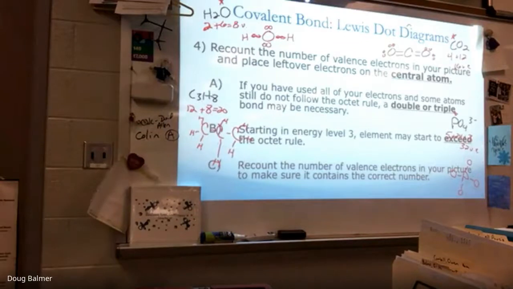So think what we've done so far. We counted the total number of dots. We connected the atoms with single bonds. We met the octet rule by putting the extra dots around. And if that didn't fix our picture, we had to move some of those dots into a double bond, a triple bond, or maybe 2 double bonds. That's 4 steps. We're almost done.